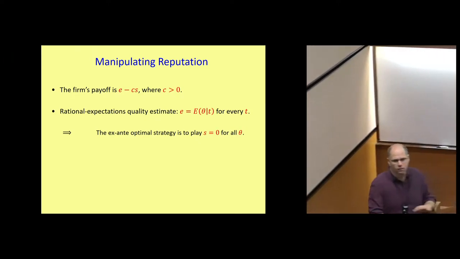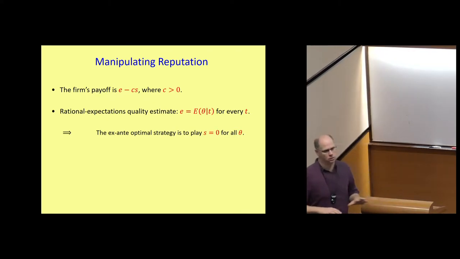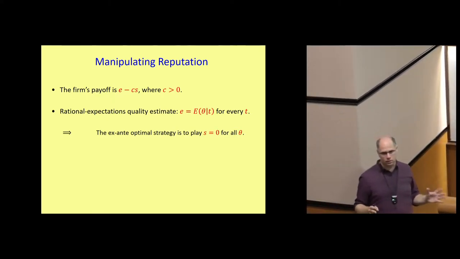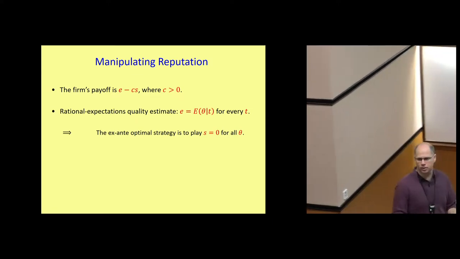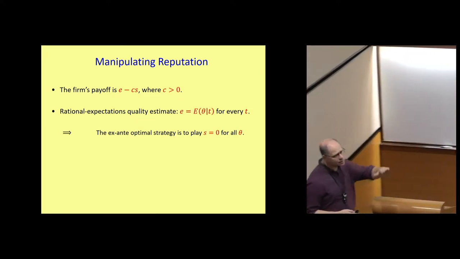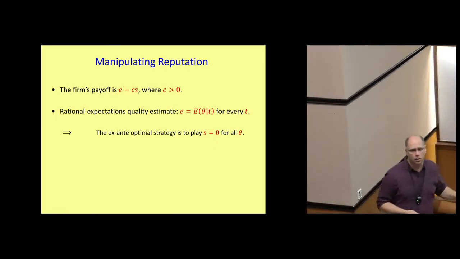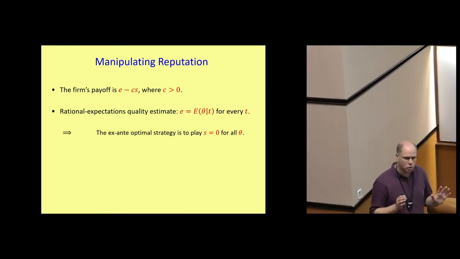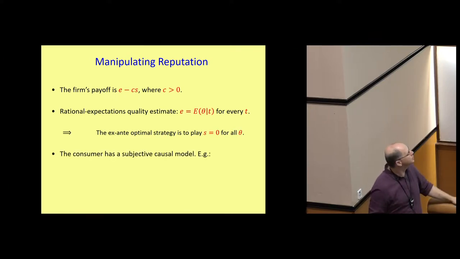So it's a standard kind of career concerns, reputation setting, where the commitment strategy is not to try to tamper with consumers' beliefs, because you can never do that on average. Okay, so this gives us a very clear benchmark. No sponsorship, at least as far as commitment is concerned, if the firm could commit, no sponsorship with rational expectations.